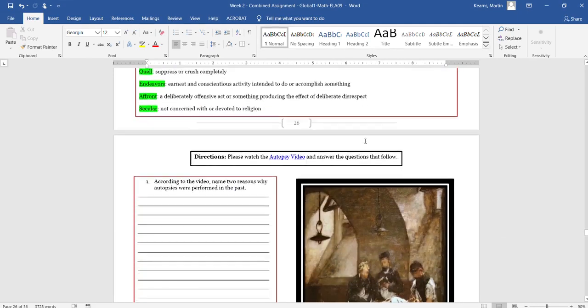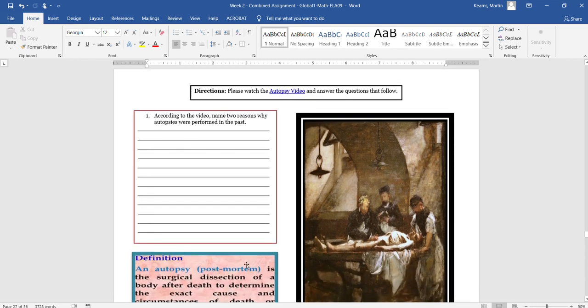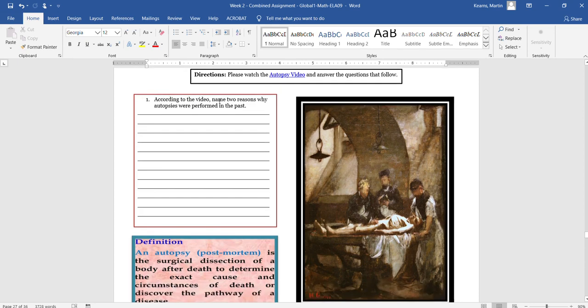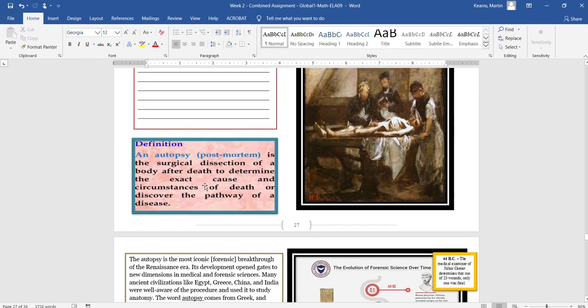Okay, so you're going to watch an autopsy video, and based on what you just read, remember you can click these links, what you just read, the video, and the images and definitions, you're going to answer some questions. According to the video, name 2 reasons why autopsies were performed in the past. Okay, and you see the image. Not a very happy picture, I know.